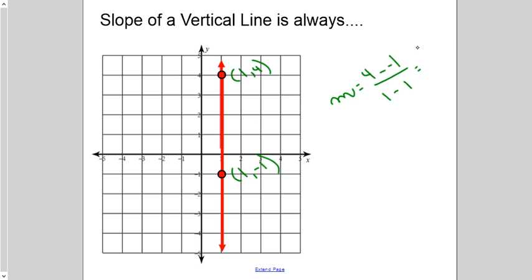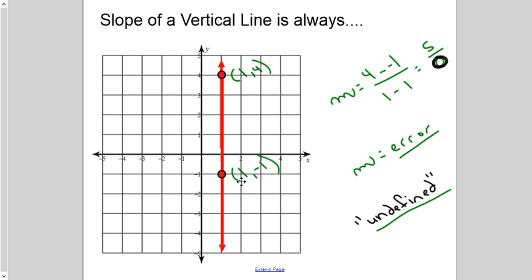What happens is that you would get 5 over 0, and it's this 0 right here that causes problems. Whenever you try to divide something by 0, you'll get an error. And so on your calculator, it'll say undefined error. But basically, what we would say is that it is undefined. And what undefined means is that there is no slope. It's a vertical line. It's just going up and down. It's not going any left or right.